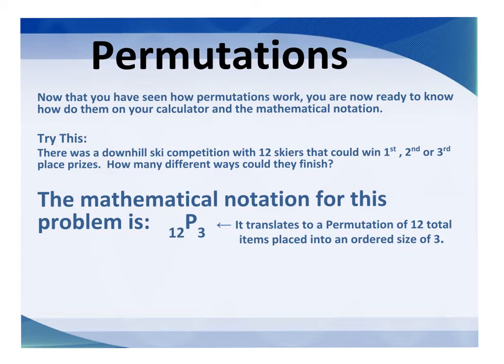So let's say in this example, there was a downhill ski competition with 12 skiers that could finish in first, second, or third place. How many different ways could they finish? The notation for this is 12P3, or sometimes we might say 12 arrange 3. Basically, out of the 12 racers, you want to see how many different ways you can have a first place, second place, and third place winner. So you're going to put this in your calculator. And what I'm going to show you in the next screen is how to do that.